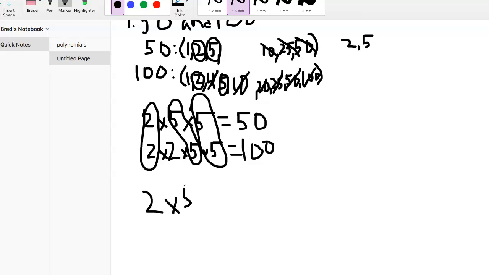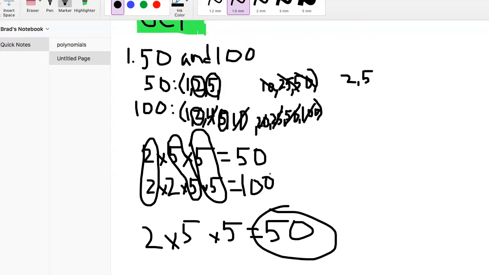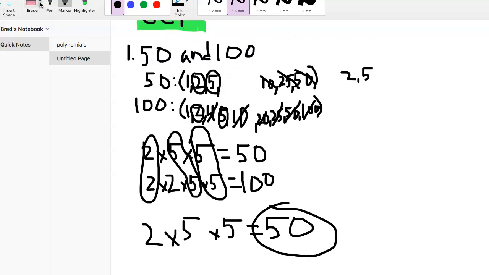2 times 5 times 5 equals 50. That's our answer. Okay, so that's greatest common factor. The more times you've done it, the faster you can get through this. So we're going to do one more.